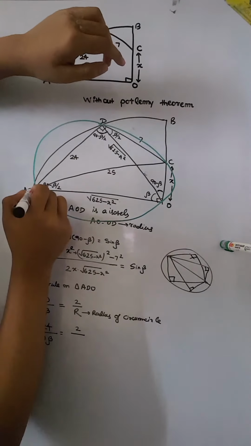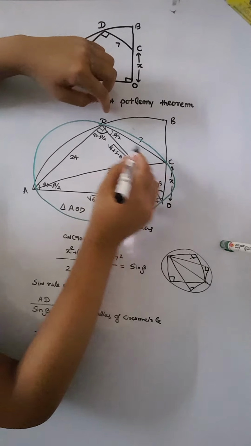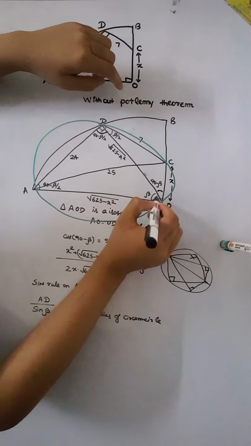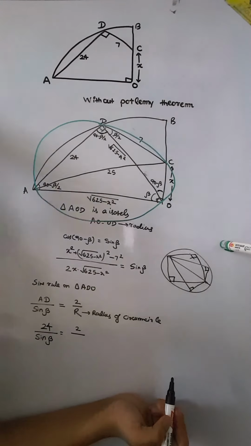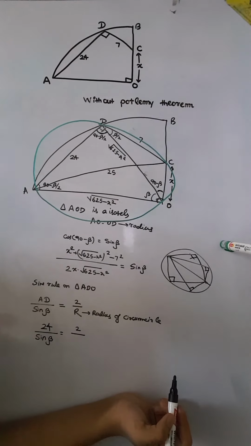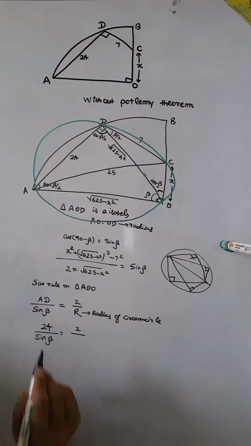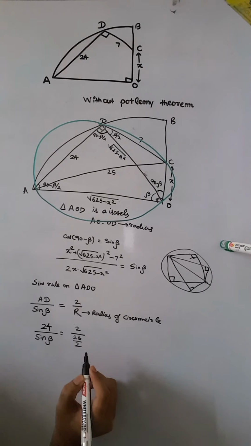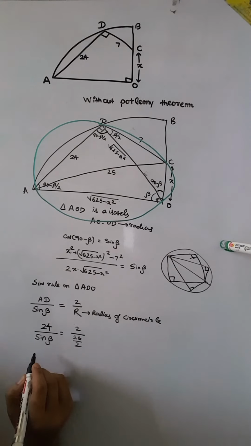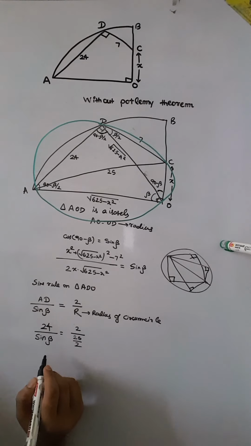So we can see that in this green circle, this segment AC is making a right angle here, and this is also making a right angle here. So this means that AC is the diameter of this green circle. So the value of r in this case will be 25 divided by 2. So from here we can get the value of sine beta. Okay, we have calculated the value of sine beta.